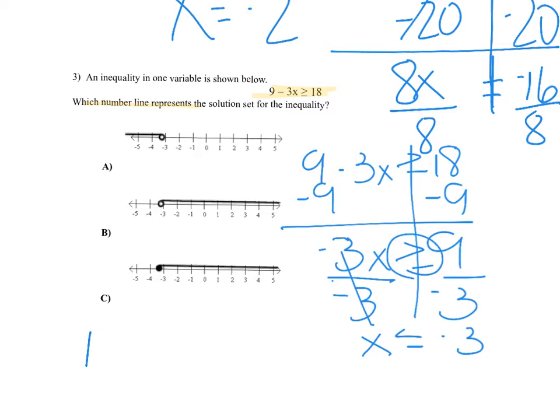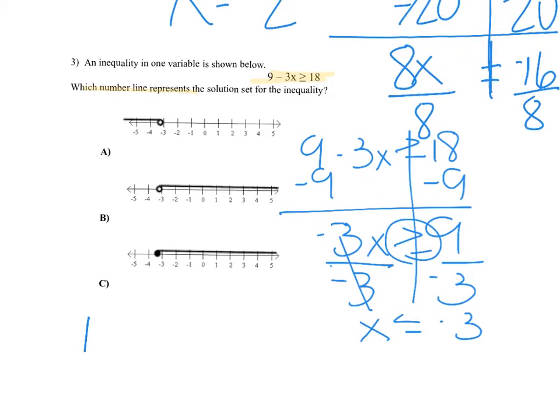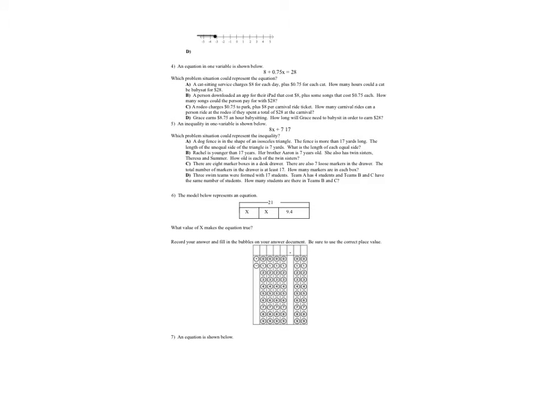So we're going to flip to the next page. Real quick. I'm sorry, I didn't show you the answer. So we're going to have a closed dot on negative 3, and it's going to be shaded to the left, which is answer choice A. I'm sorry, I didn't finish that for you guys. Okay, so we're going to look at number 4.